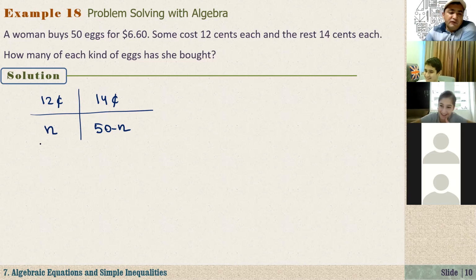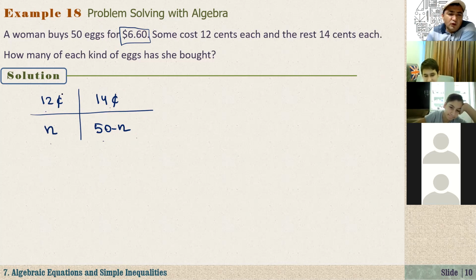Anyway, so if you're buying n eggs, where each egg costs 12 cents, and 50 minus n eggs, each costing 14 cents, and in total you paid $6.60, we have to solve this equation.